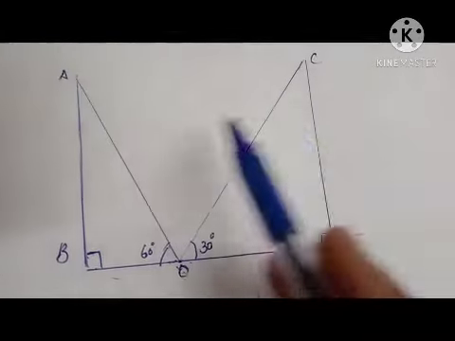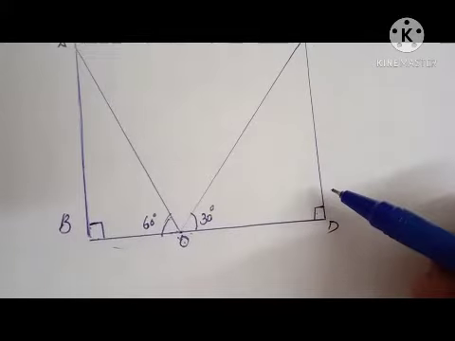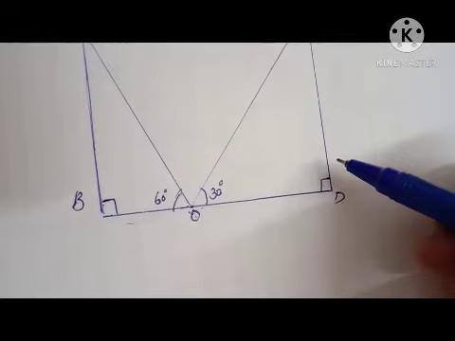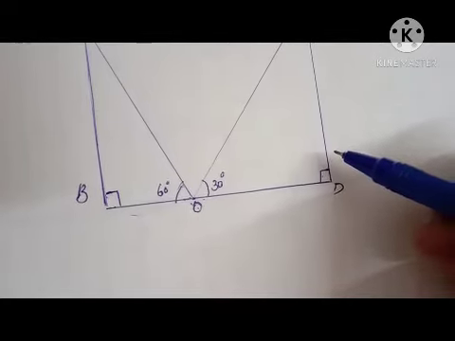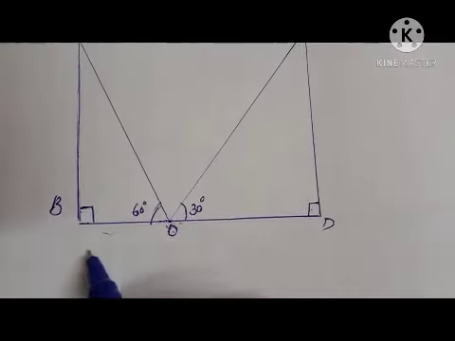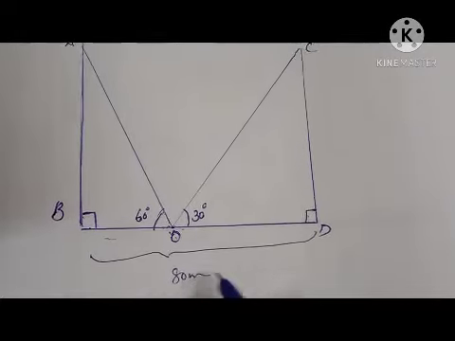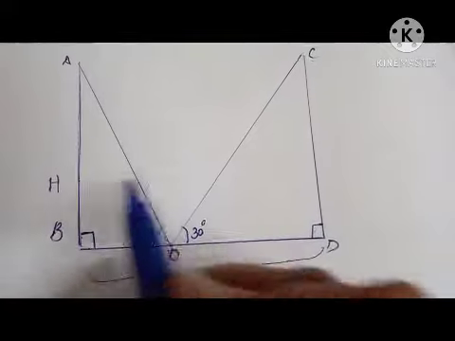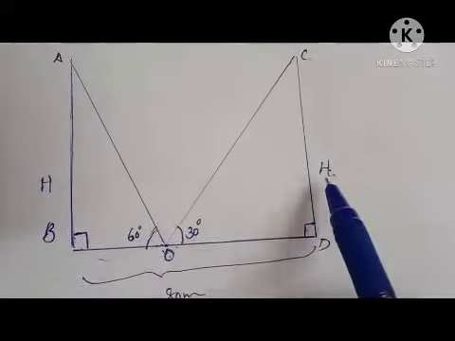Since these two are also right angles, this is the figure with correct measures. Then one more thing we have to mark. It is given that the total distance between the palm trees, that means the width of the river, is 80 meters. That means B to D is 80 meters. We have to find the height of the trees. This is H, and this is also H, because the heights of the palm trees are the same.